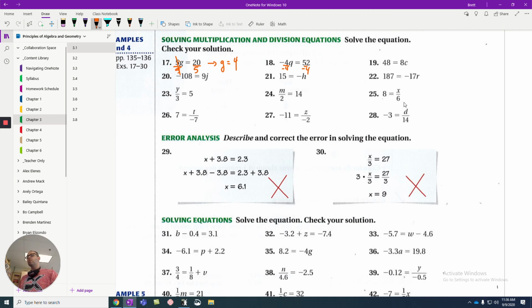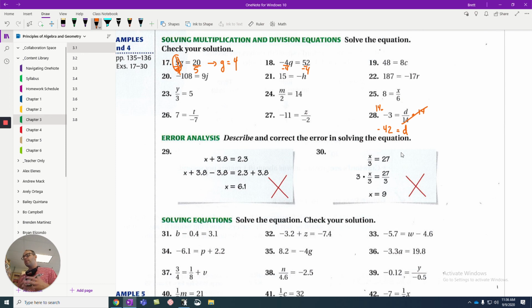Now there are other problems where it's not starting as a multiplication. It's actually starting as a division. So we look at number 28 here. I have negative 3 equals d divided by 14. I want to reverse that operation. And since this is division by 14, we're going to choose to do multiplication by 14. Just like up here, the multiplication division combo splits and cancels, same thing's going to happen here. But I am going to have to multiply both sides by 14. In this case, d comes out to negative 42.